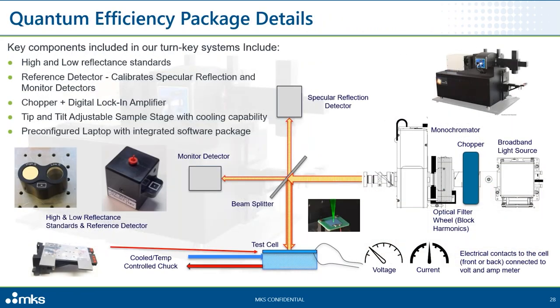Going a bit more into detail of what's included in our typical quantum efficiency packages. So again, all the elements of the light path are there, as we've seen earlier, to set up the initial scan and data outputs. This also includes those reference detectors and high and low reflectance standards. Those allow you to perform a one-time calibration on your spectral reflection and monitor detectors to ensure you have accurate results. This includes that chopper as well as that digital lock-in amplifier, pivotal for those AC measurements.